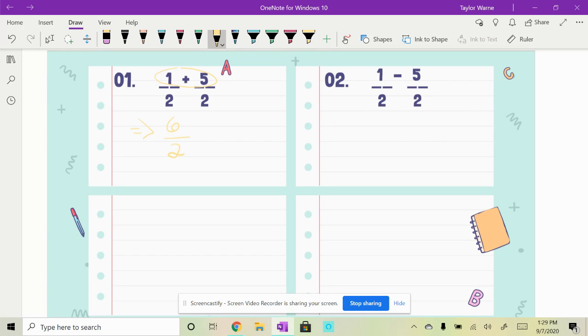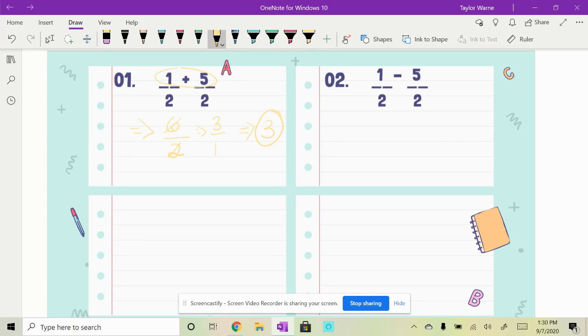You can look at this as simply a division problem and say, okay, well, I know that 6 divided by 2 is 3. Or another way you could think about reducing this is what number goes both into 2 and into 6? That would be 2. So 2 goes into 6 3 times. 2 goes into itself 1 time. So we get 3 divided by 1, and 3 divided by 1 is going to give us our answer of 3.